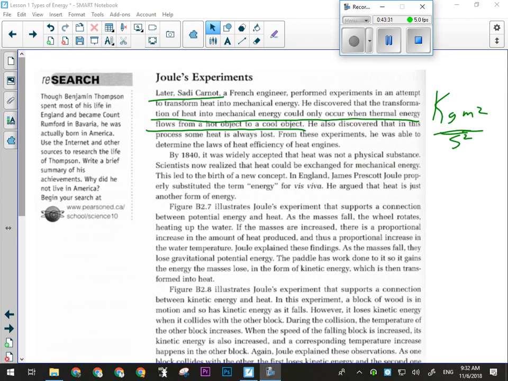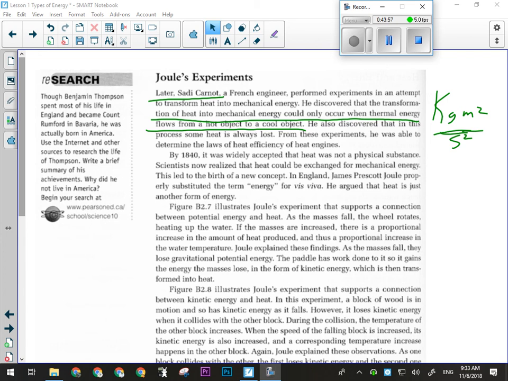Now, the most important person in terms of putting all of these other discoveries together into some kind of scientific or experimental apparatus is a guy named Joule, which is why the units for energy are named after him. So first off, we had Sadi Carnot, who was a French engineer. He did a bunch of experiments that transformed heat into mechanical energy. That's not an efficient conversion. It works, but it's not efficient.